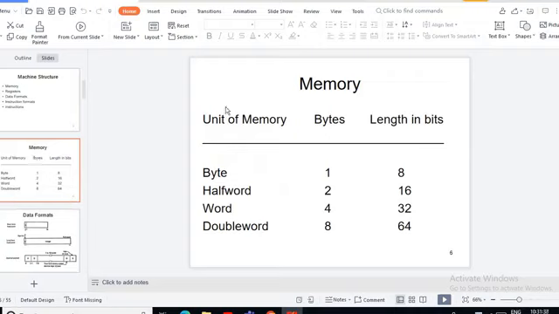Memory contains three things. One is the unit of memory, second is bytes, and third one is length in bytes. You have to remember one thing, that one word is equal to 4 bytes is equal to 32 bits. By using this one word, you can calculate the size of a half word as well as the size of a double word, right? So whenever DC 1F is there, that means you need 4 bytes of memory for that particular instruction execution.